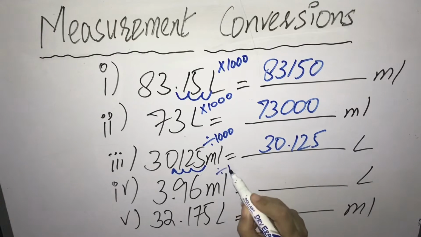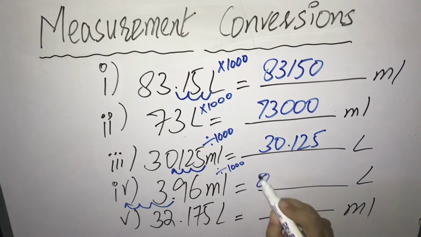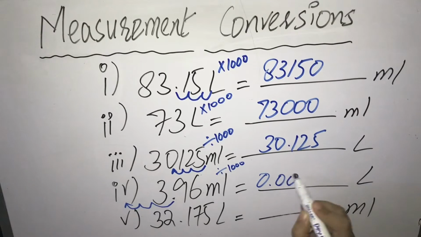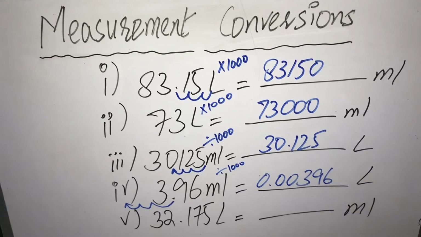Same here. Right now our decimal is after 1 digit. We are going towards a bigger unit. We shall move it 3 digits backward, and as we have only 1 digit here, we shall create 2 zeros of our own and our answer will be 0.00396.